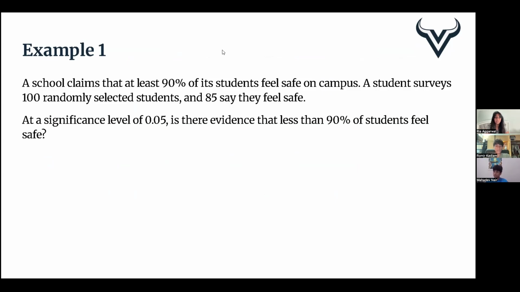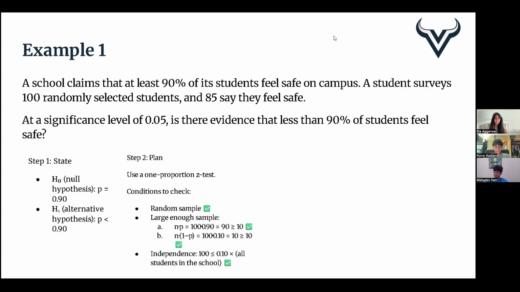So now we're going to go through an example. Take a minute to pause and read the question. A school claims that at least 90% of its students feel safe on campus. A student surveys 100 randomly selected students, and 85 say they feel safe. At a significance level of 0.05, is there evidence that less than 90% of students feel safe? The first step is to state our null hypothesis, which is that 90% of students feel safe, and the alternative hypothesis, which is that less than 90% of students feel safe.